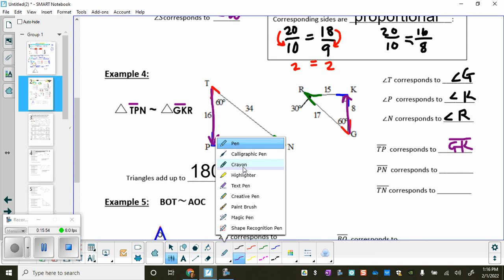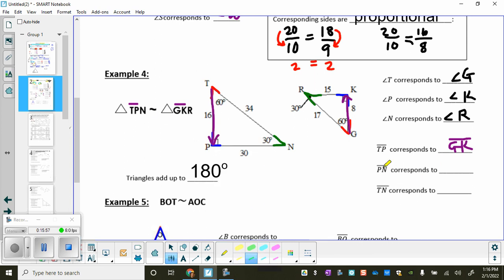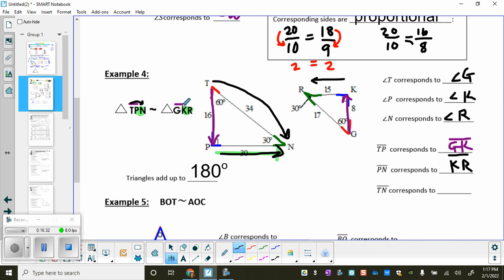All right, now for the next one, let's highlight this one. We're talking about PN. So from P to N, we're going down here on the bottom. We're going from this corner to this corner. So from P to N, it's the same as seeing K to R. K to R. And again, from P to N, we went this way, blue to green. So I got to go from the right angle. That's why we're saying KR. All right, and then TN, we're going down that slopey side, if you will. So from T over to N, that means we're going to go from G over to R. So we want GR here.